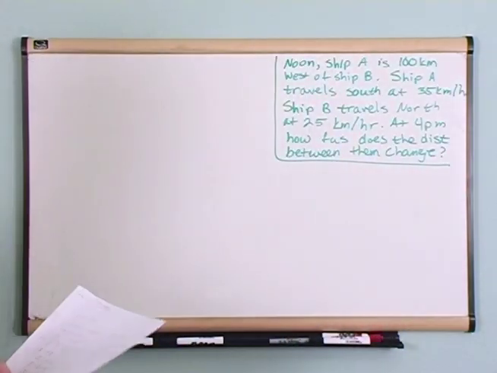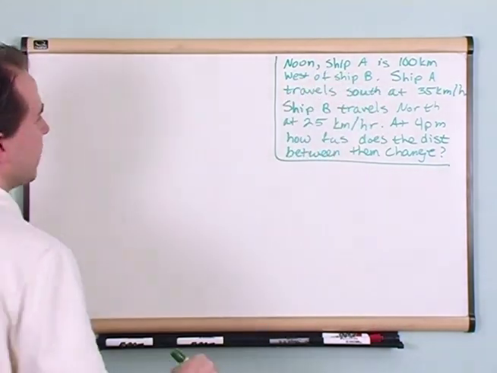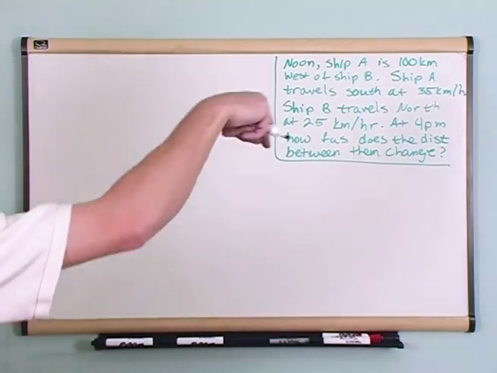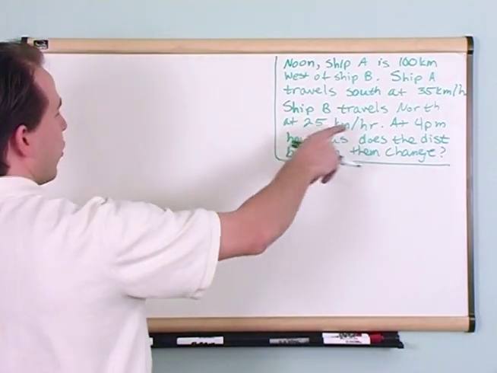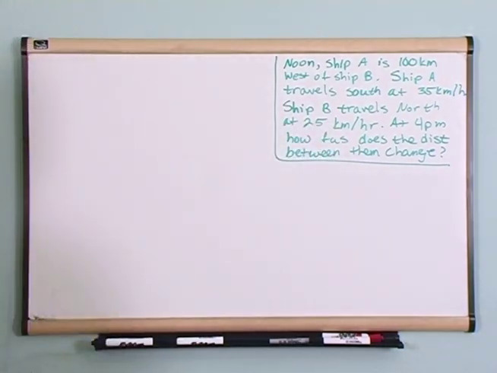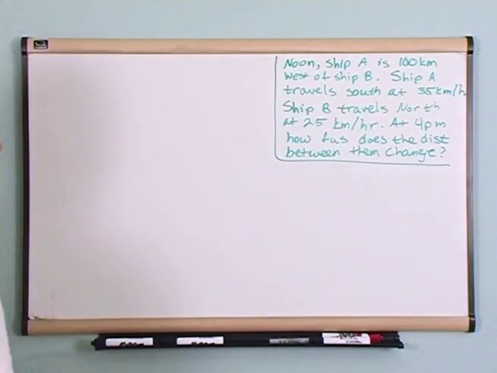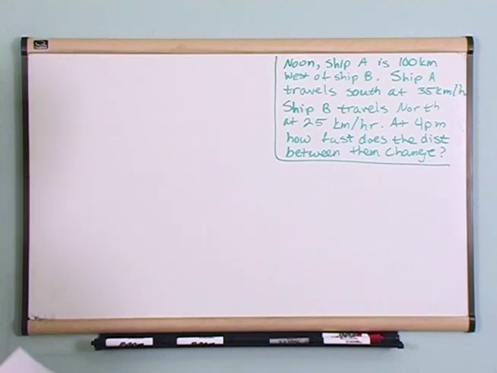Okay, so here's our next problem. At noon, ship A is 100 kilometers west of ship B, and ship A also happens to be traveling south at 35 kilometers an hour. Ship B travels north at 25 kilometers an hour, and they're asking you at 4 p.m., which is only 4 hours later, how fast does the distance between them change?